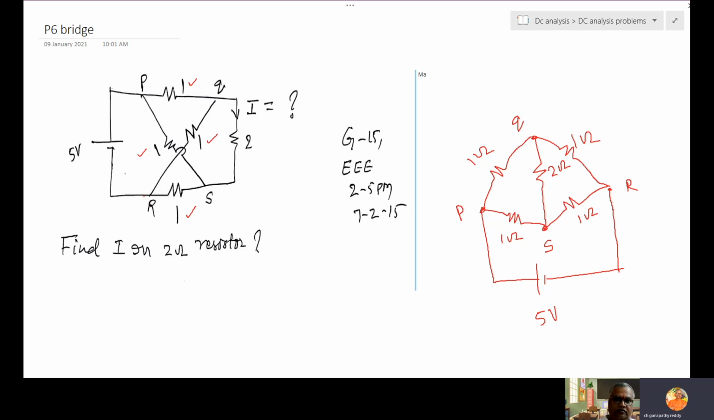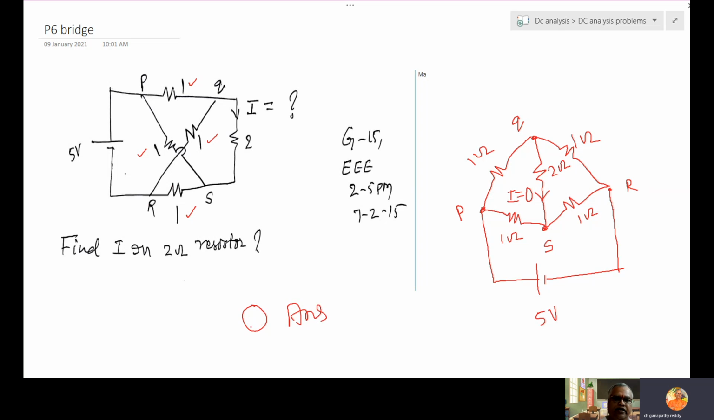Here PR is visible, but here P and R are on the extreme side. So this S point is like that. So if you redraw, you are getting the same circuit. And 1 ohm into 1 ohm is equal to 1 ohm into 1 ohm. Bridge is balanced. Then what is the current I compulsorily? 0. So the answer is simply 0.